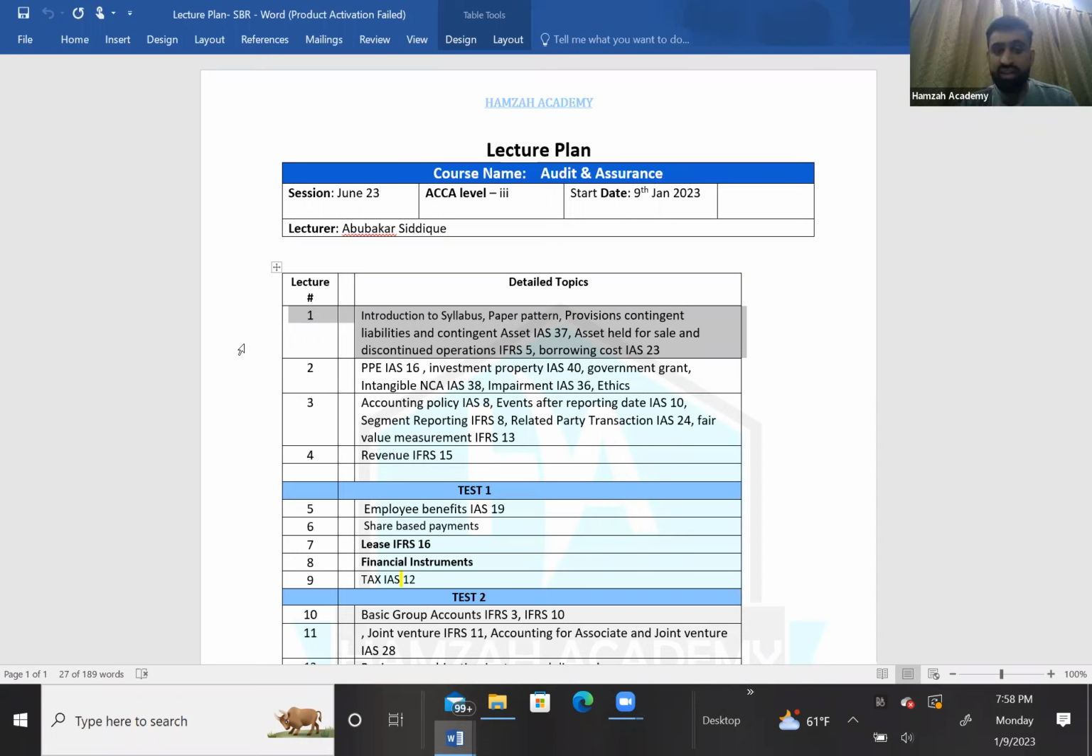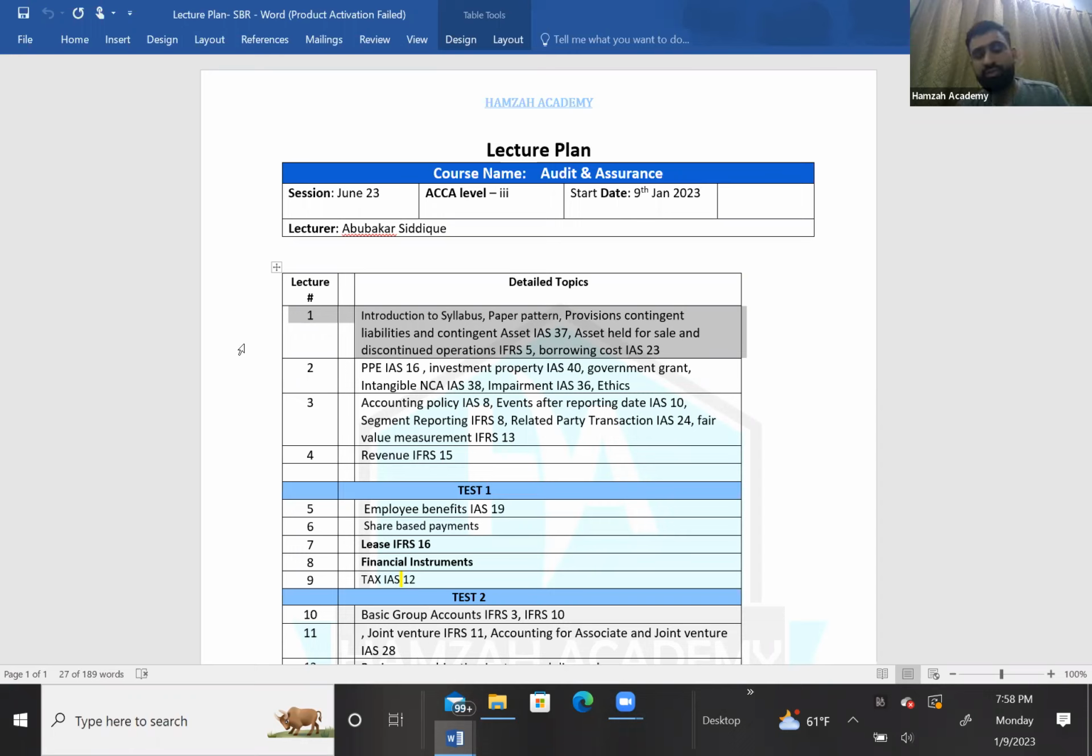Then the second lecture will be on IAS 16, property, plant and equipment, investment property, IAS 40, government grant, IAS 20, IAS 38, intangible assets, and impairment, IAS 36, plus the topic of ethics. We will be covering that here. Then lecture number 3, we will be covering accounting policies, IAS 8, events after the reporting period, IAS 10, segment reporting, IFRS 8, related party transactions, IAS 24, and fair value measurement, IFRS 13.